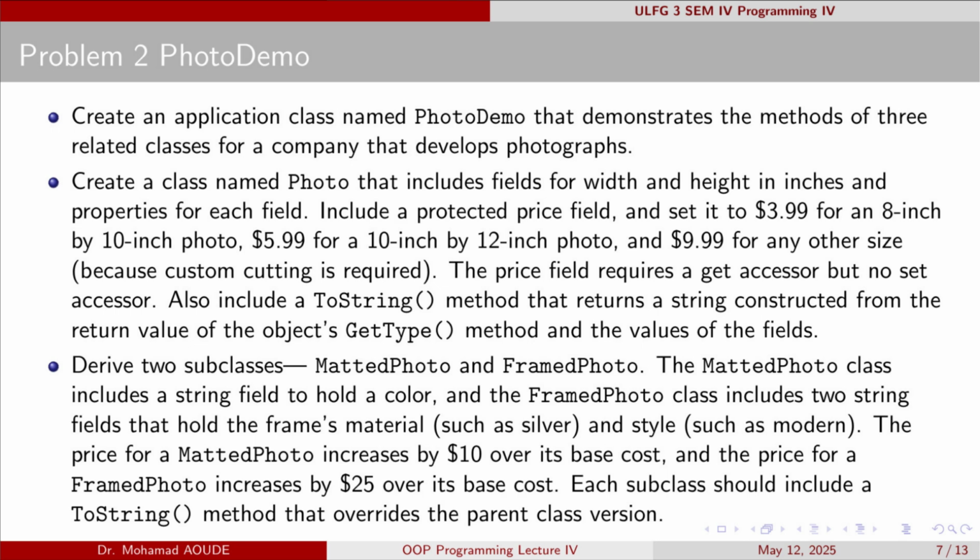Matted photo adds a field for color. Framed photo adds fields for frame material and style. These subclasses increase the base photo price by a specific premium, $10 for matted, $25 for framed. Extending base class behavior. Derived classes can build upon the base class's data and logic, adding their own. Each subclass must include a toString method that overrides the parent class version. We'll see multiple levels of overriding the toString method in this hierarchy.